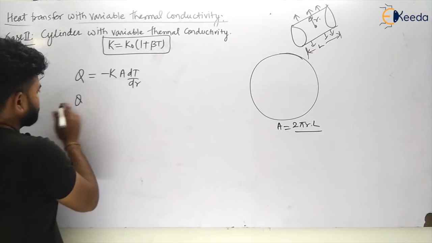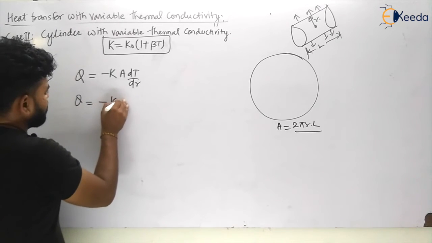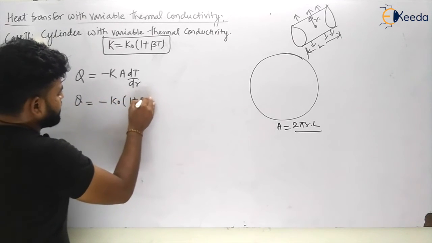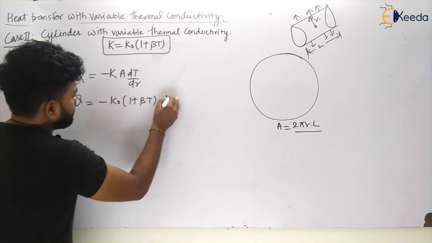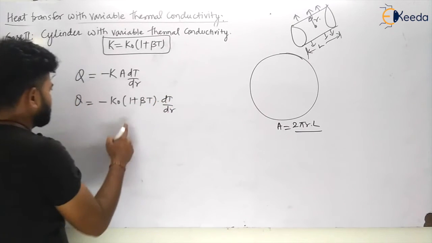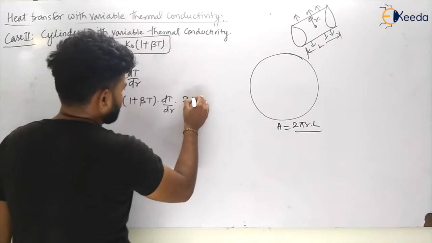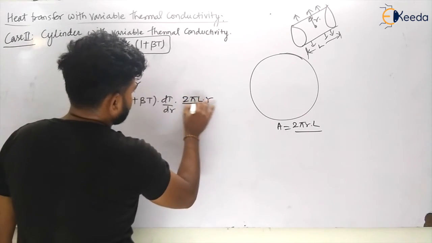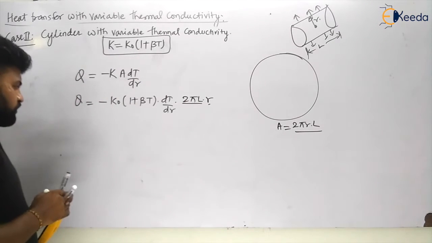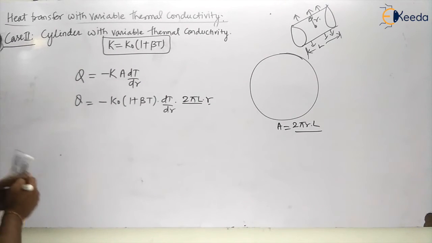Q is equal to minus K naught (1 plus beta T) into dT by dr. Now take that, multiplied by area. What is the area, my dear students? 2 pi R L. Okay, so let us separate the variables.